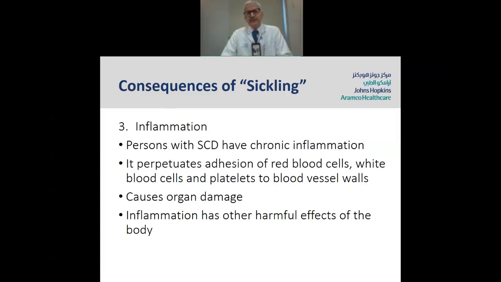And that, in its own right, leads to adhesion of red blood cells, white blood cells, and platelets, which are the three blood components. They adhere to the blood vessel walls. And this leads to both acute and sometimes slow chronic organ damage. And again, inflammation, when the body always has inflammation, as if somebody is on a slow fire, has its own harmful effect.